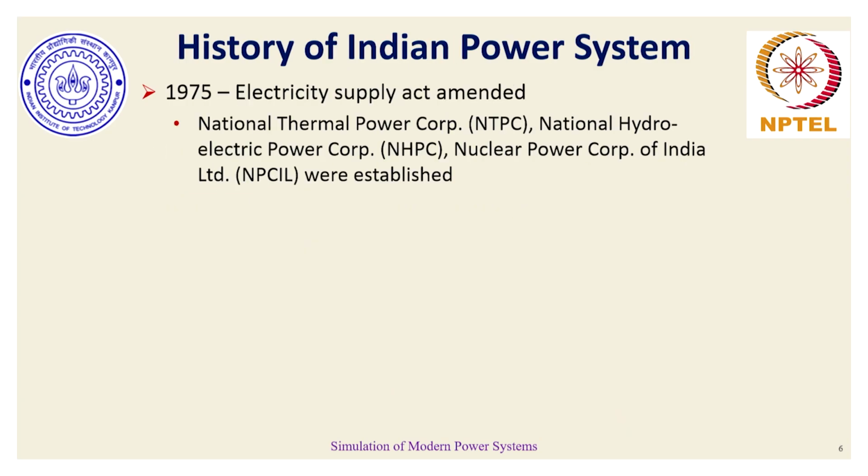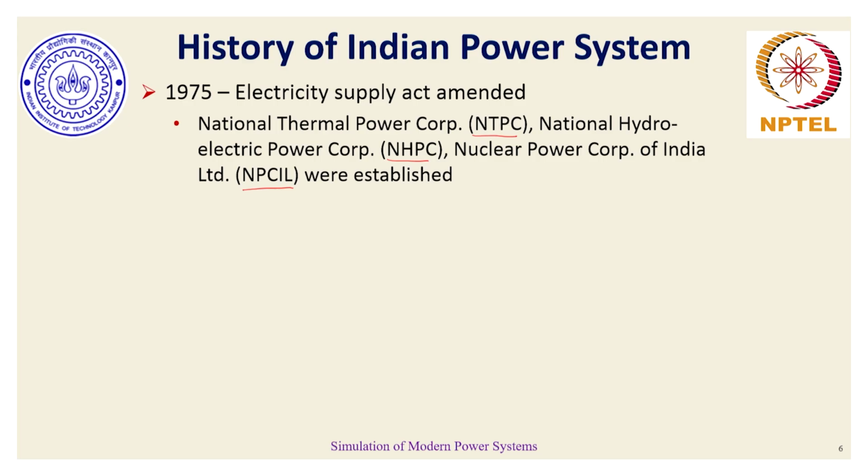Over time, the Electricity Act has been amended. In 1975, the amendment led to the foundation of the National Thermal Power Corporation, the Hydropower Corporation, and the Nuclear Power Corporation of India Limited. All these were generating companies. Their primary focus was the oversight of generation, local generation, and the eventual transmission.